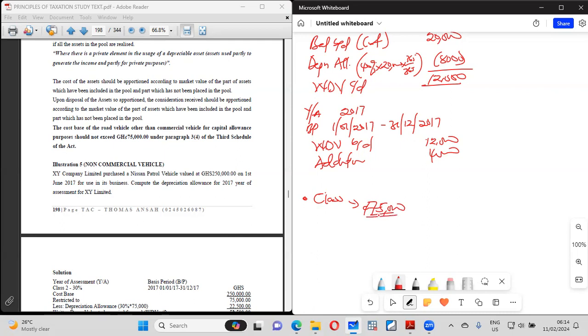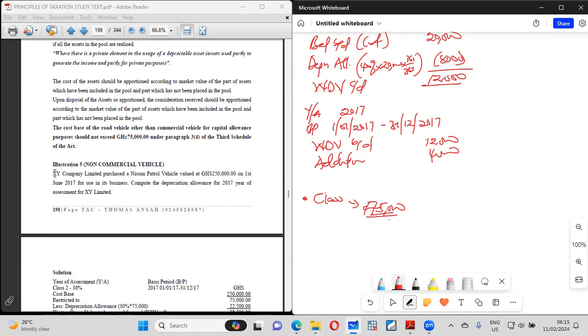So it doesn't matter how much you bought the assets, capital allowance will only be given on an amount of 75,000 Ghana cedis. So that is that. And I think this law should change by this time, because when they did this new amendment, those days 75,000 Ghana cedis was a huge amount. But these days, 75,000 Ghana cedis, which car will it buy? Even the new ones are more expensive. So I think a look has to be taken at this capital allowance calculation for these assets.